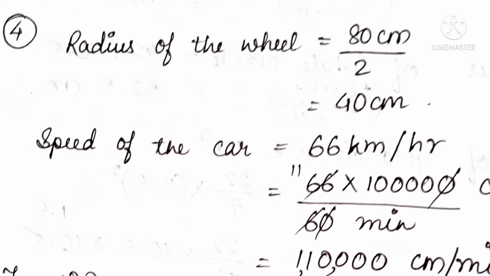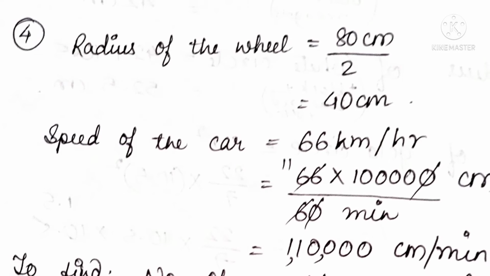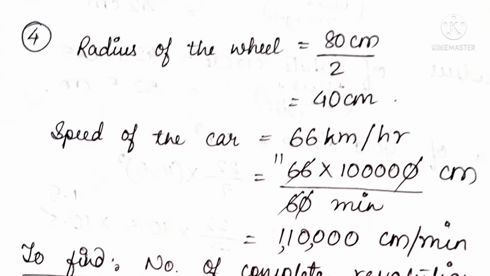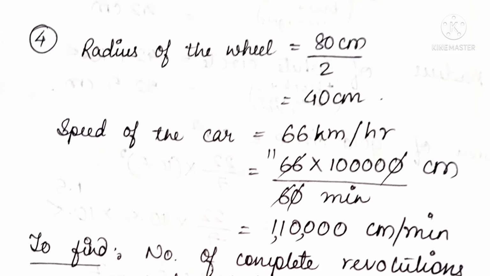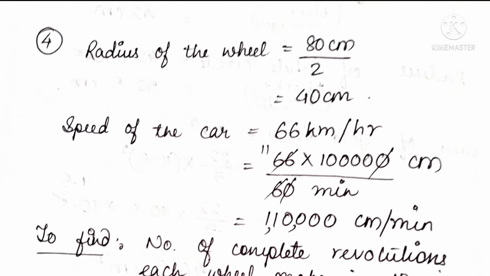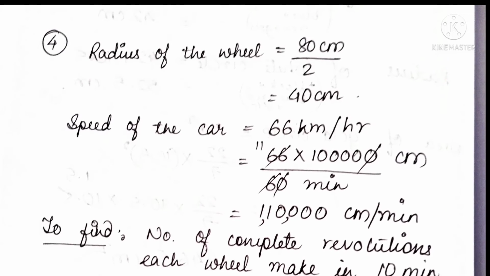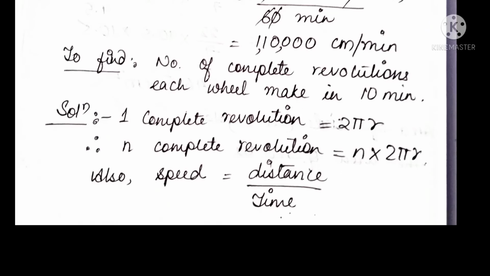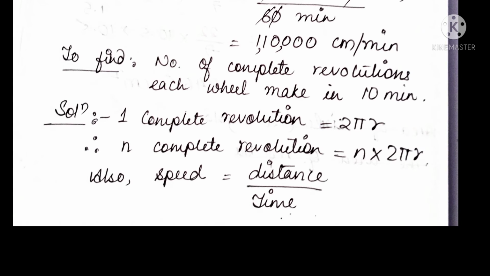Here the radius of a wheel of a car is given, that is 40 centimeter, and the speed of the car is given as 66 kilometer per hour. So I am converting kilometer and hour into centimeter and minute respectively. So finally I am getting 1,10,000 centimeter per minute. So now in this question we have to find the number of complete revolutions that the wheel of the car will make in 10 minutes.